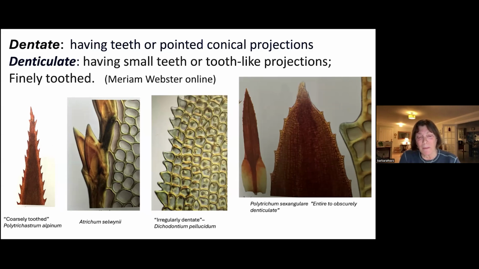Then moving more to the middle of the slide, Dichodonium pellucidum is described in the California flora as being irregularly dentate. Those are distinctly teeth. They're smaller than in the other two that we've talked about. And irregular, I don't know.